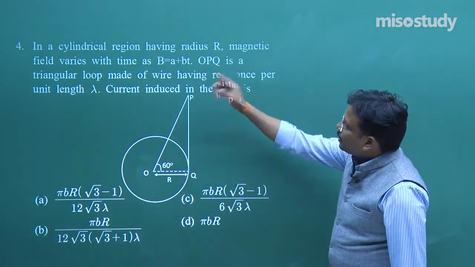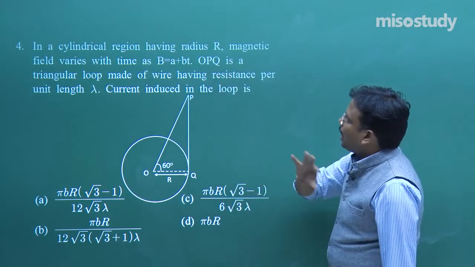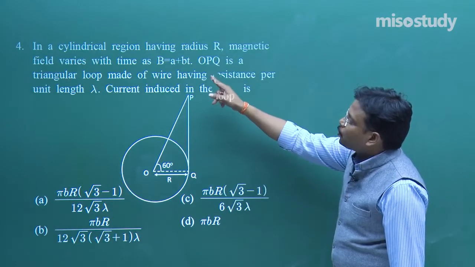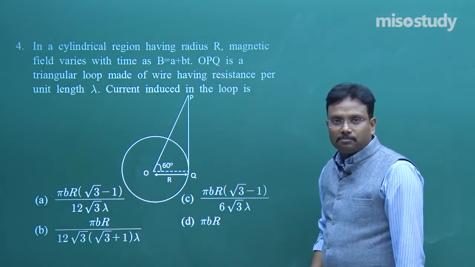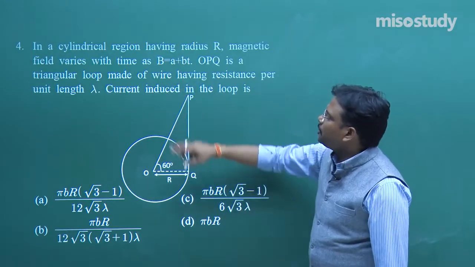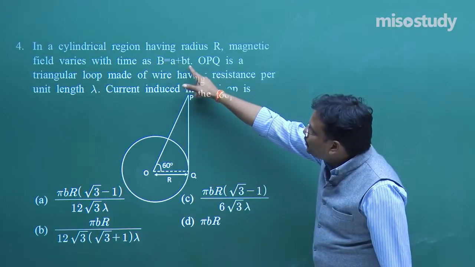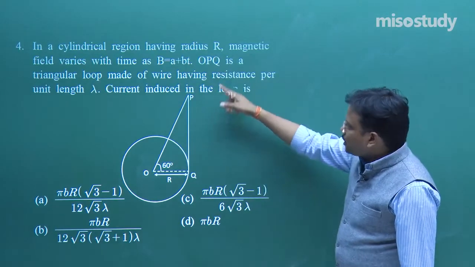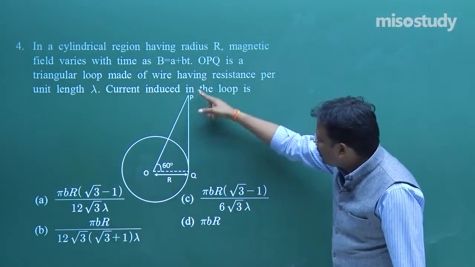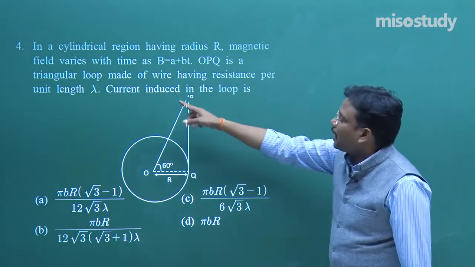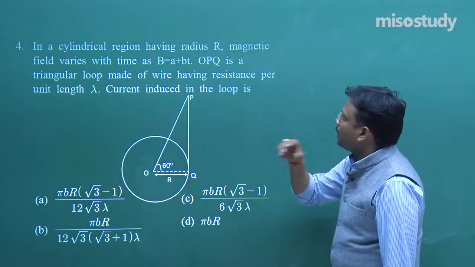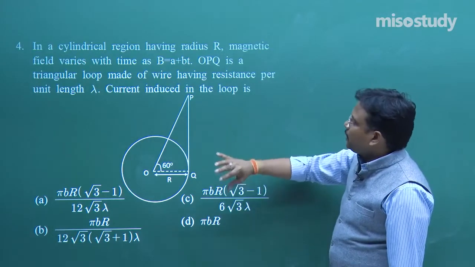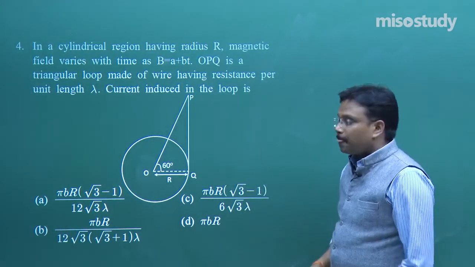In a cylindrical region having radius r, magnetic field varies with time as B is equal to a plus bt. Okay, a is some constant, b is some constant, but here this time is creating a problem. Okay, OPQ, this triangle OPQ is a triangular loop made up of wire having resistance per unit length lambda. Now find the current induced in the loop.